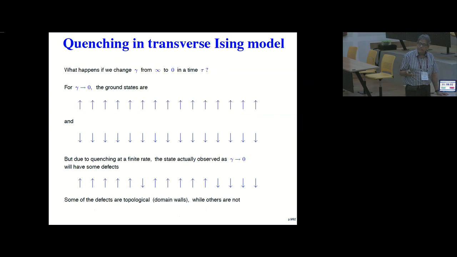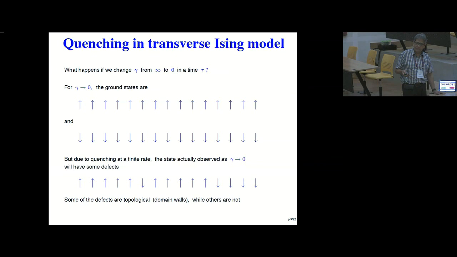Okay, so what happens if we now change gamma in time? So this is a time-dependent problem that we are talking about. If we change it in time from infinity to zero in some time tau, then for gamma equal to zero, these are the ground states. But due to this quenching, the state that you'll actually approach when gamma goes to zero will have a few defects. It'll become a little more clear why you get defects, but let's just take my word for it. You will actually see a few defects.